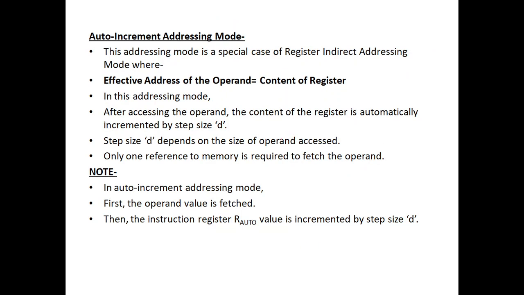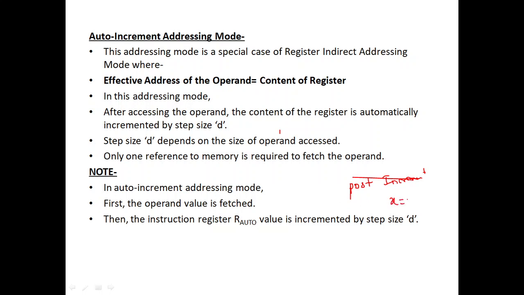And the next one is auto increment addressing mode. Auto increment, in the sense, first we are going to fetch the value and then the value is going to be incremented automatically. That is auto increment. And in the same way we have auto decrement. Here auto increment is a post increment. Post increment, in the sense, first we access the content, then we increment.